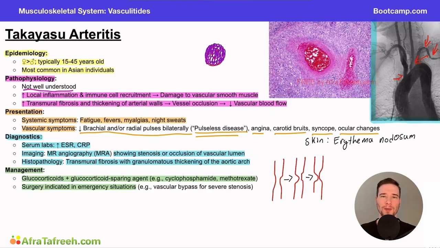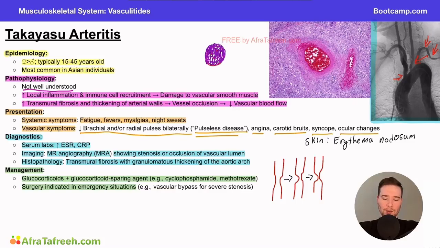So just a quick wrap up for this video. Takayasu arteritis is going to be one of our large vessel vasculitides. Overall, we're typically going to see this in a 15 to 45-year-old, often Asian woman. However, that's not always the case. The pathophysiology is not well understood, but in general, it's an inflammatory process with immune cell recruitment that's going to lead to a thickening of the vascular system, which can ultimately lead to decreased vascular blood flow.